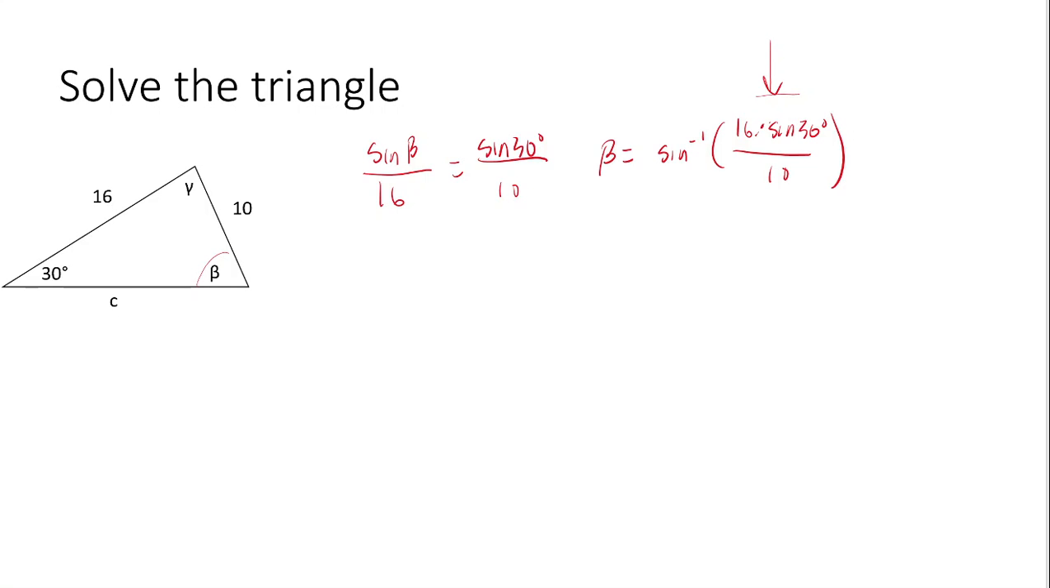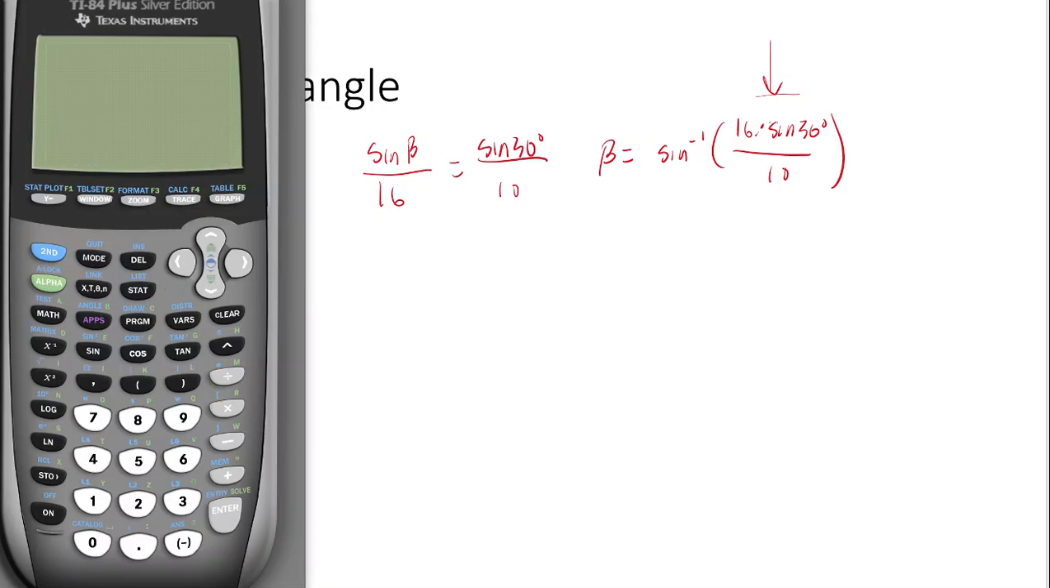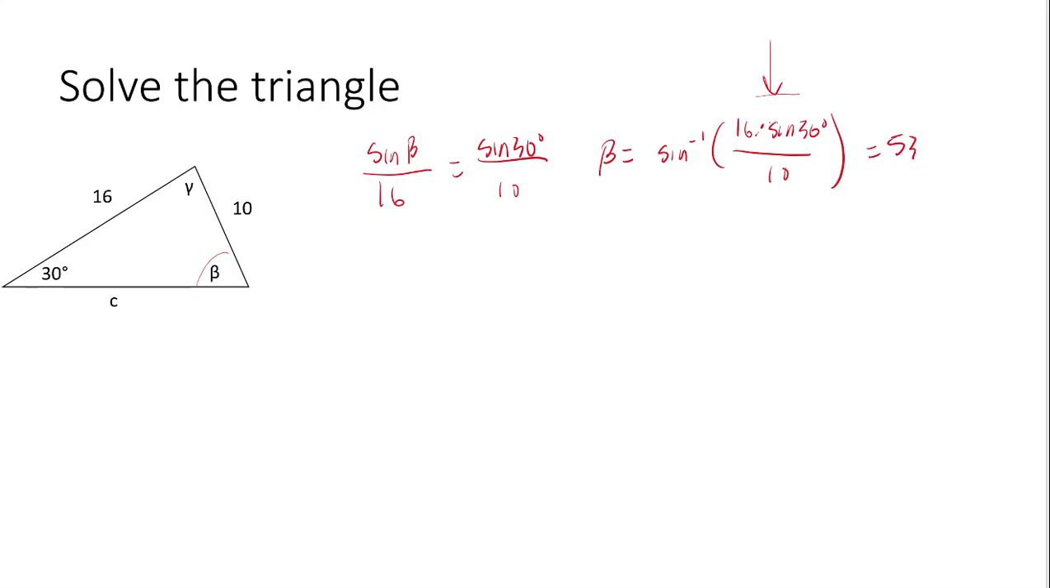So when we plug this in, let's see what we get. I actually don't know. Did I type this in? No, I didn't. Okay, so we're going to get the inverse sine of 16 times the sine of 30 degrees divided by 10. Okay, and so we get 53.13 comes out of this.